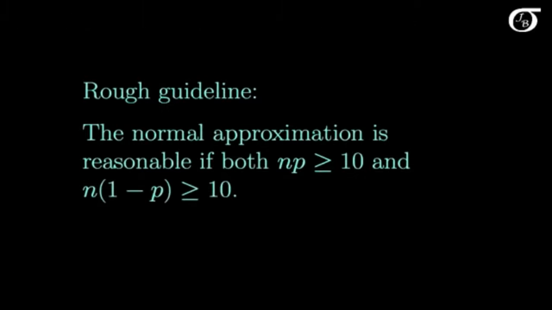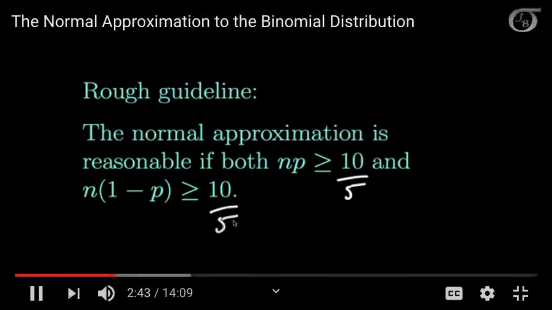This is summarized in a rough guideline: the normal approximation is reasonable if both n times p is greater than or equal to 10 and n times 1 minus p is greater than or equal to 10. If you play around with that a little, you'll see that if p is close to 0 or 1, we need a larger value of n for the normal approximation to be reasonable. This is just a rough guideline. Sometimes people replace 10 with 5, and sometimes they use different rules altogether, so you should consult with your professor.